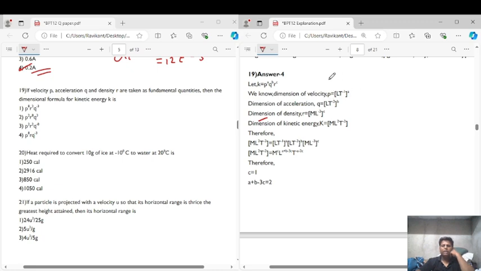So what we have done is that kinetic energy is equal to p raised to the power of a, q raised to the power of b, and r raised to the power of c. Now putting the dimensions of all the four quantities, the kinetic energy, the velocity, the acceleration and the density, we get M L square t minus 2, the dimension of kinetic energy, is equal to velocity raised to the power of a, acceleration raised to the power of b, and density raised to the power of c. Rearranging the powers and solving it, we get the values of a, b and c.